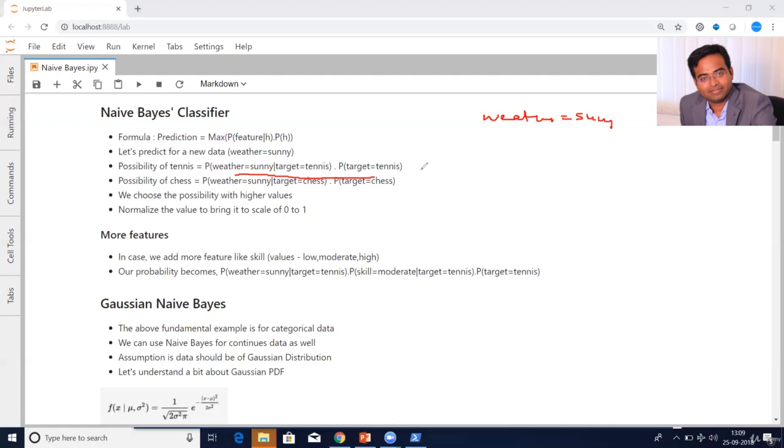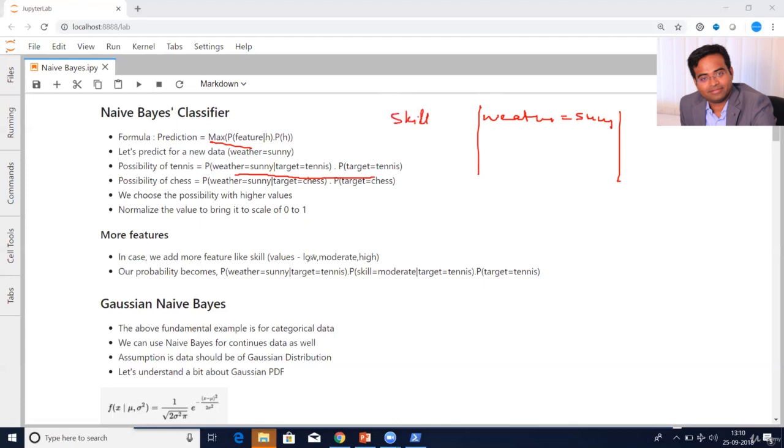So you have to convert or normalize this. What we can do is possibility of tennis divided by possibility of tennis plus possibility of chess. That will be the probability of that person playing tennis when weather is sunny. The probability of that person playing chess would be possibility of chess divided by possibility of tennis plus possibility of chess. Whichever is higher will be our final verdict. That is what this is saying here. This is our naive Bayes classifier. Of course, this is only one feature here, right? Weather was the only feature. So in case you are adding one more feature, say skill.